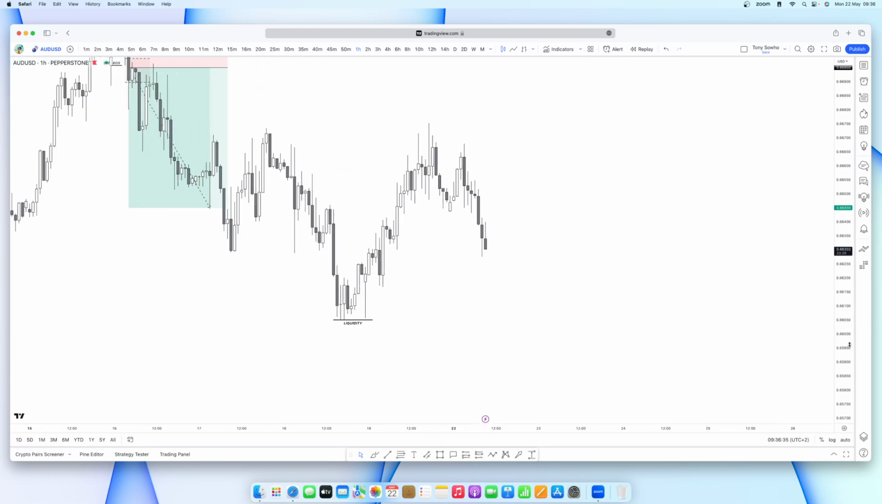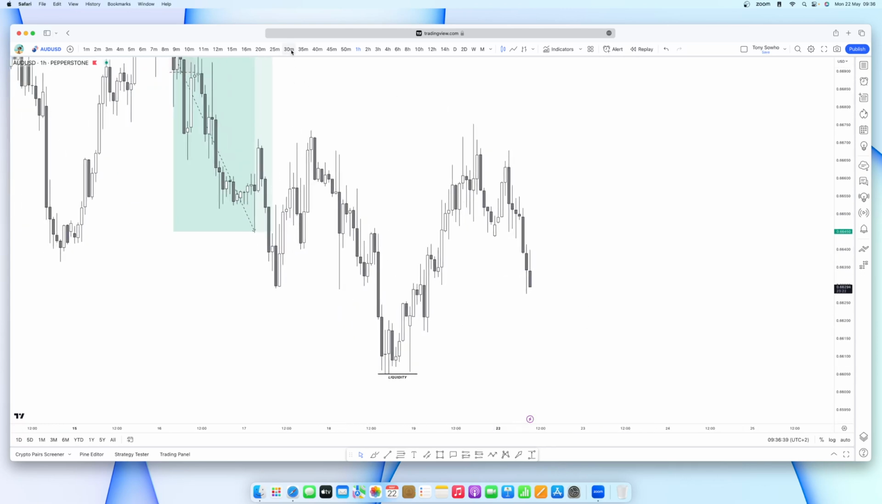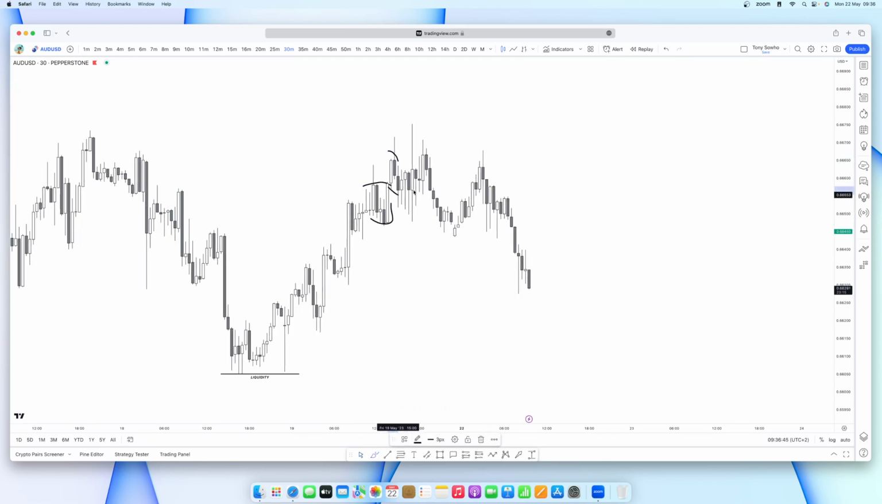Now, in terms of the 1 hour, I can see a structure shift on the 1 hour time frame also. If we go to the 30 minutes, it's more clear there. You can see we have a structure shift: a higher high, higher low, higher high, higher low, higher high. And then we had what? A break of structure to the downside before market closed on Friday.